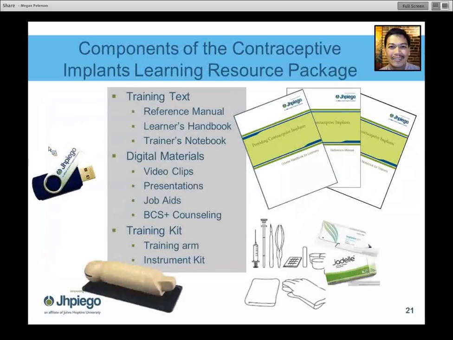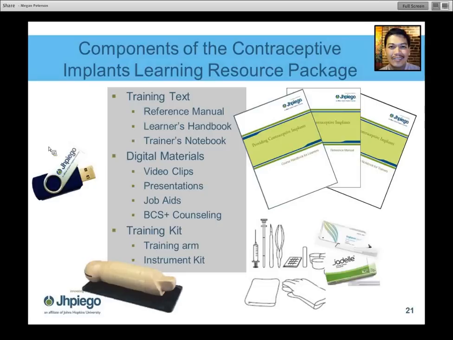So right now, the components of the implant learning resource package include a reference manual, a learner's handbook, and a trainer's notebook. We also have digital materials like video clips, PowerPoint presentations that are ready to go, and job aids that were both developed here as well as coming from the field. You're going to see one that was developed by our Kenya team, and also linking with the Balance Counseling Strategy Plus materials, which is available from Population Council.